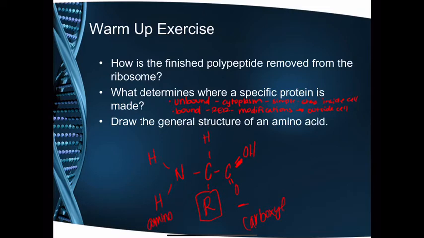Okay, and if you drew the OH at the bottom and the double bond to the O on top, if you flip-flopped those two parts, that would be perfectly fine. But that should be a single bond. That shouldn't be a double bond right there. All right, so that is the general structure of an amino acid. So we talked about that in biochemistry, but I don't think many of you all remembered it from then.